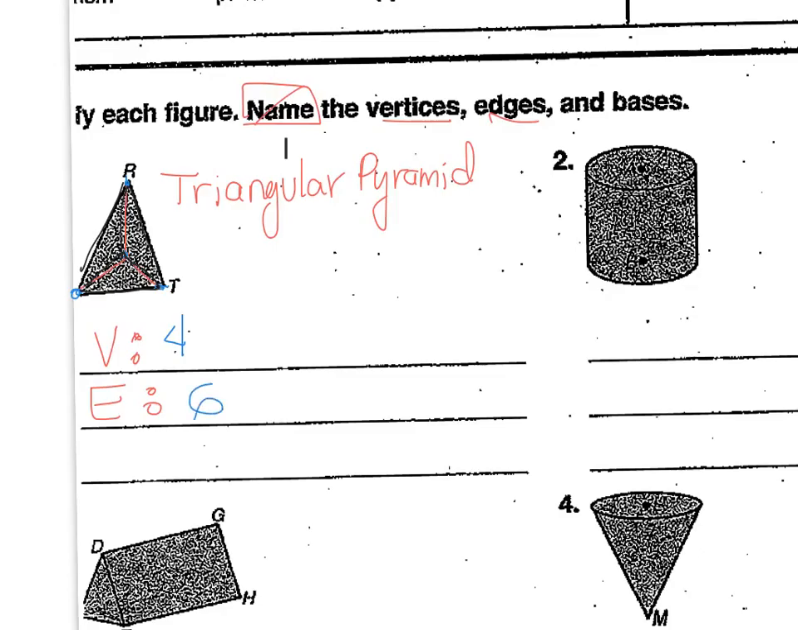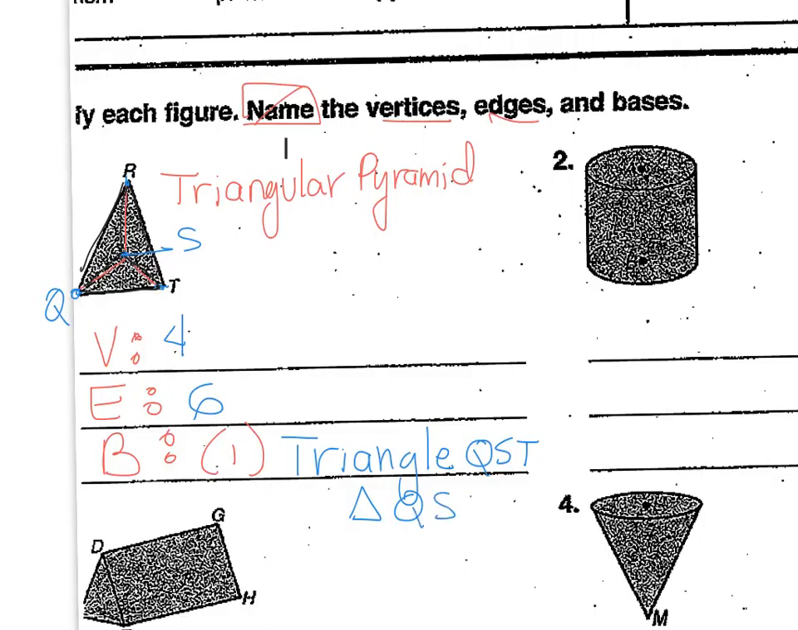And how about the base? Base is only 1, right? It's only one base. And what is the name of the base, if that was to be asked? It's a triangle. And this is triangle what? You name it by the 3 letters. Q, this is S, and that is T. Yes, so it's Q, S, T. You can also use the notation triangle Q, S, T, if you want to do that. Okay. Any questions about example 1? So we're just naming the parts of a solid.